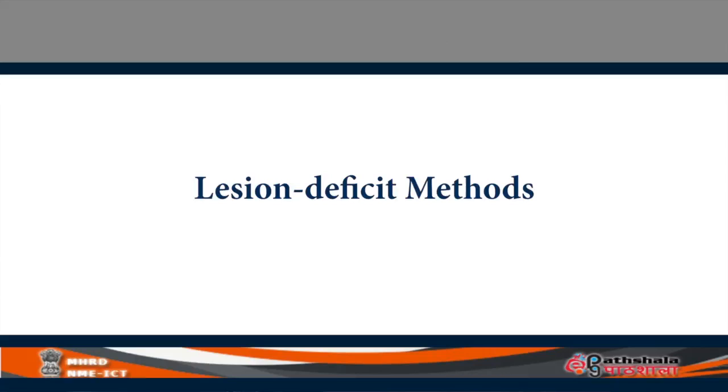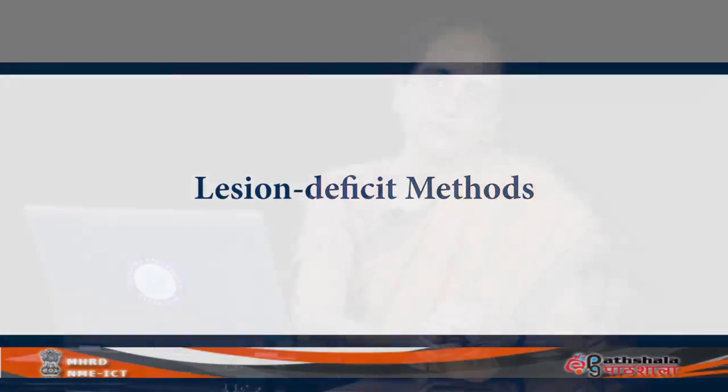My lecture today is connected to course number 10, module 29 of Neurolinguistics, part of the Psychoneurolinguistics course. The topic is lesion deficit methods. The objective of this lecture is to explain the concept of what is this lesion deficit, how they correlate lesions with deficits, and to describe one or two language processing models.